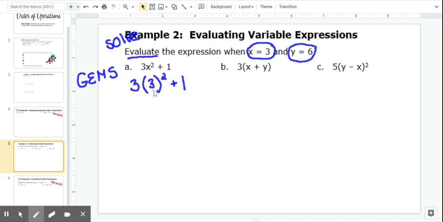But if I look inside the parentheses, I only have a 3. There's nothing more I can do to just the number 3. It's already simplified, so grouping symbols is done. E stands for exponents. I do have an exponent here. I have this 3 squared.